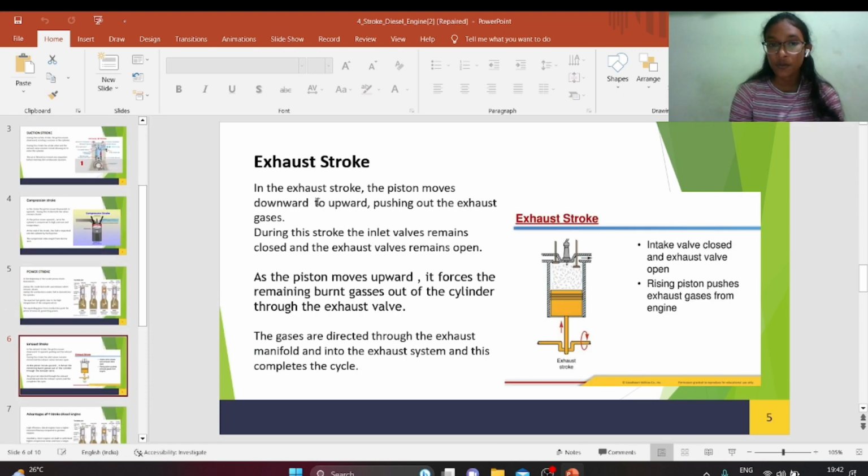This is the last stroke, the exhaust stroke. The piston moves from downwards to upwards, pushing out the exhaust gases. During this stroke, the inlet valve remains closed and the exhaust valve remains open. As the piston moves upwards, it forces the remaining burnt gases out of the cylinder through the exhaust valve. The gases are directed through the exhaust manifold and out, and this completes the cycle.